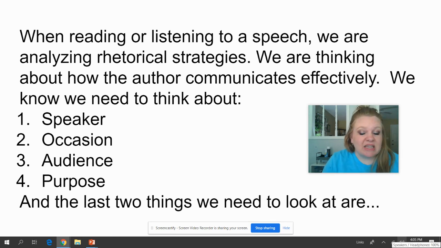We know we need to think about the speaker, so who is speaking, the occasion, so what's going on, what year is it, where might they be speaking, the audience, so who's listening then and even now, and the purpose. So what is their purpose in this speech? What are they trying to do? Are they trying to prove, maybe? Okay, so today we're going to talk about the last two things that we're going to look at when we read a speech.